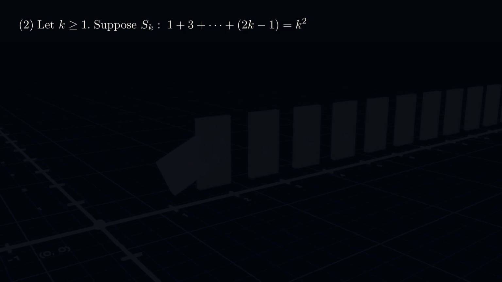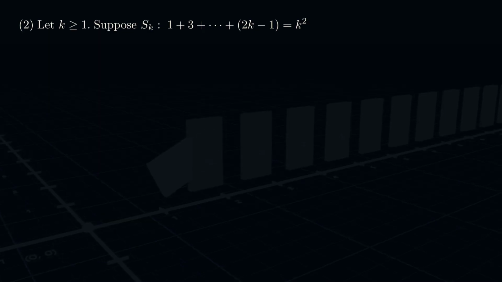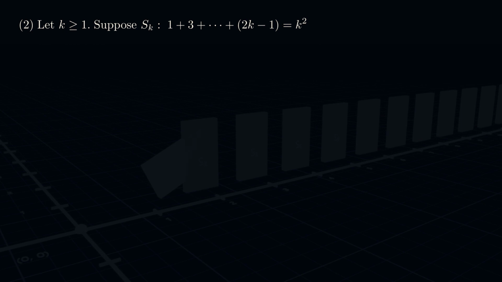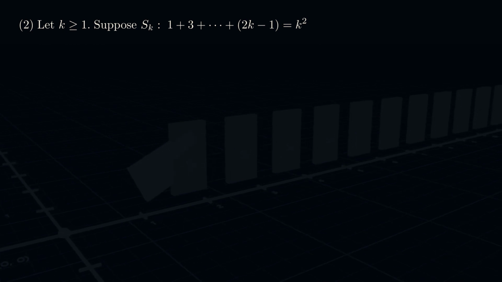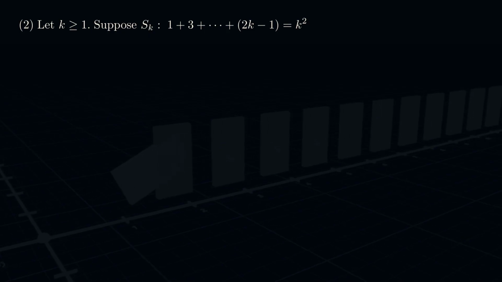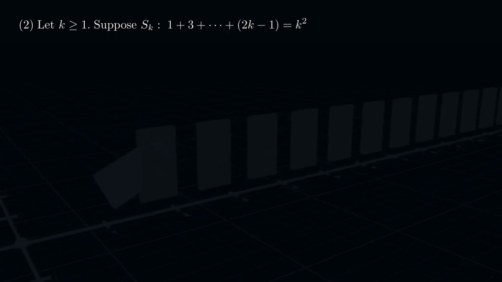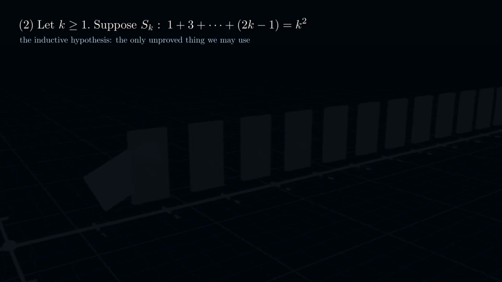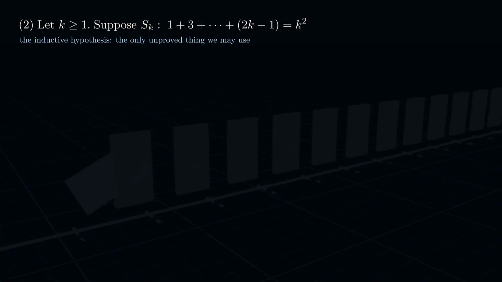Step 2. The inductive step. Let k be any natural number, 1 or more, and we make no other assumption about it whatsoever. We must show, if Sk is true, then Sk+1 is true. So, as direct proof instructs, suppose Sk is true. Suppose 1 plus 3 plus 5 up to 2k minus 1 equals k squared. That is our inductive hypothesis, and it is the only unproved thing we are allowed to use.